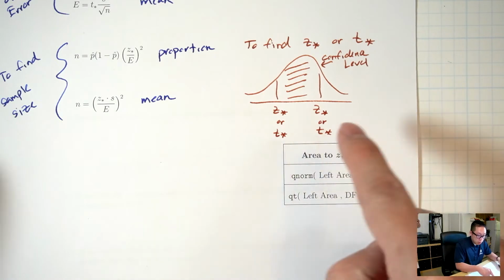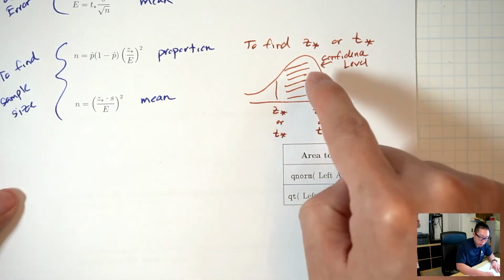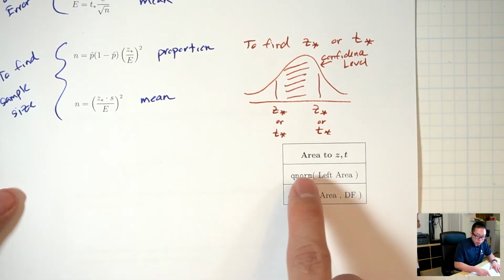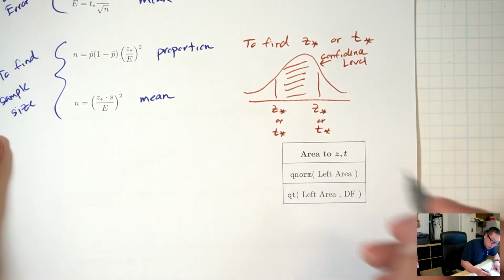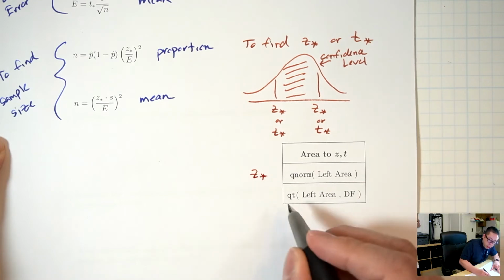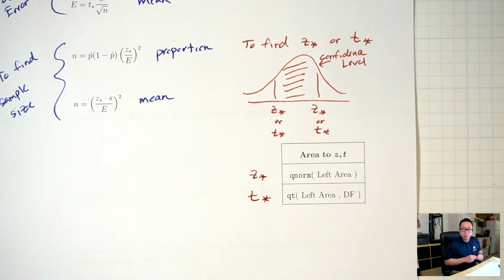And then to find your Z star, T star, the commands in R, all of these are area to Z or area to T problems, are either going to be QNorm or QT. QNorm is for the Z star situation, and then QT is for finding the T star.